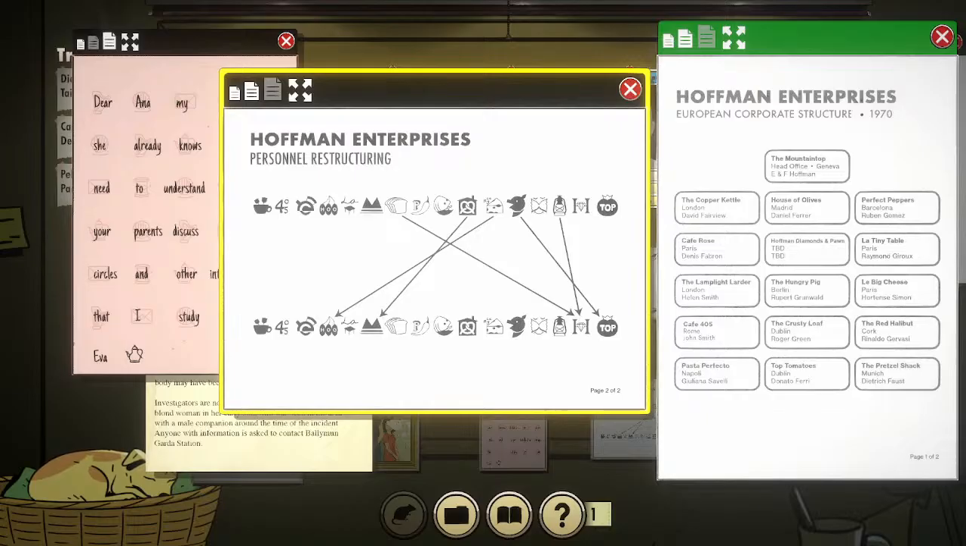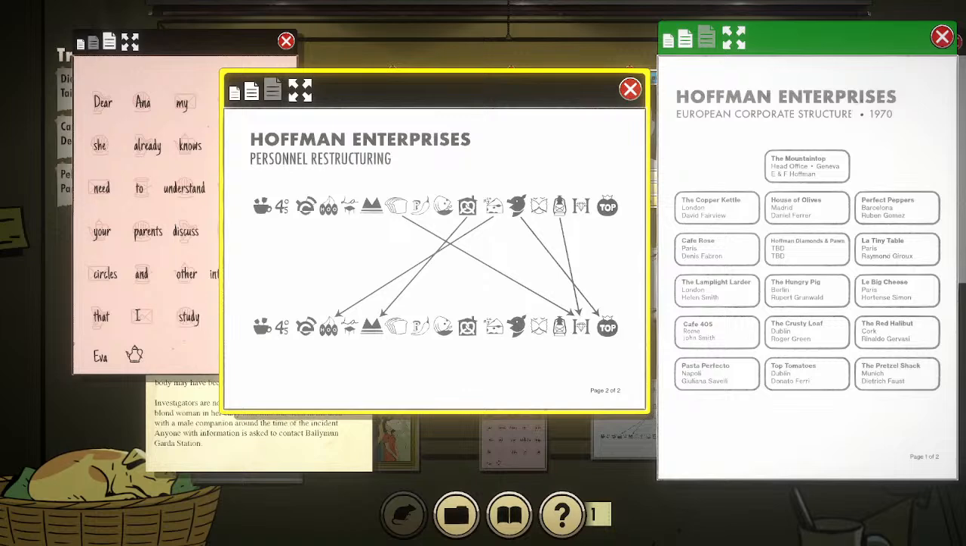Munich, Dietrich Faust went to the mountains. Which one's the mountains? Maybe this one's not so easy. Oh, the mountaintop. Sure. Right at the top. Head office. Geneva. E and F. Hoffman. Okay.